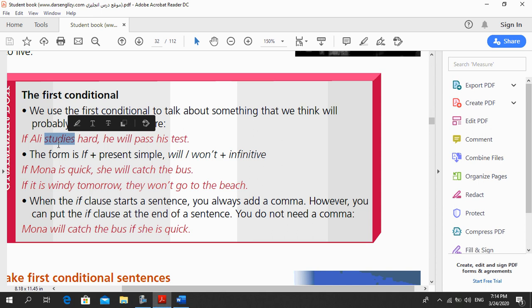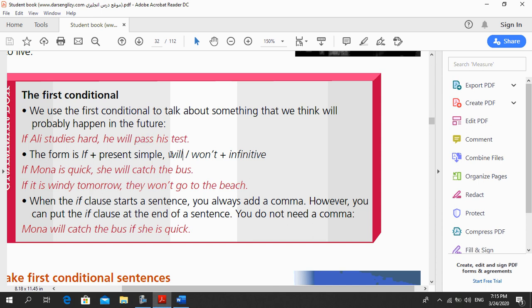We use the present simple in the if clause, and in the second clause, we use will plus the base form. Will plus the base form. The base form is the verb without anything, without ed, without ing, without nothing.